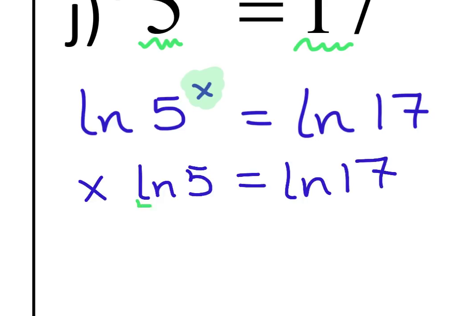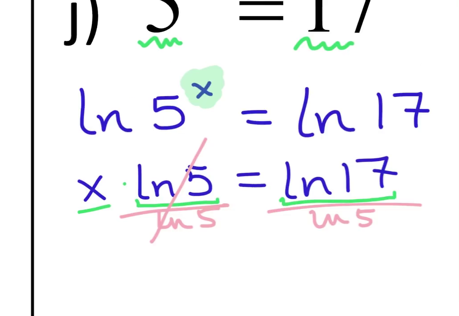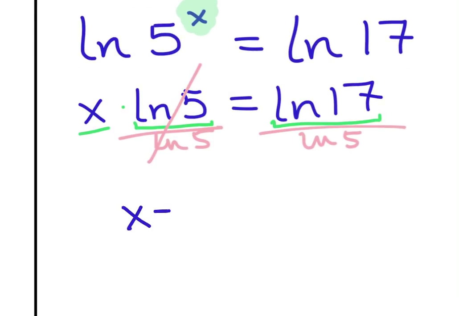And remember that ln of 5 is a number and ln of 17 is a number. There's no other variables there. So this is x times something equals something. And if x is multiplied by something and I want x to be alone, then I just rewrite the whole thing as a division problem. I divide by ln of 5 on both sides so that the ln of 5 on the left is canceled, and I end up with x equals the fraction ln of 17 divided by ln of 5.